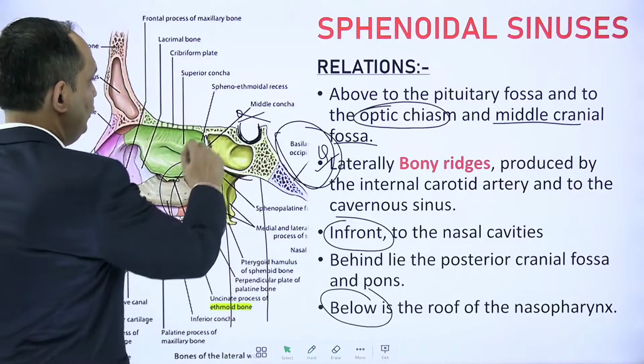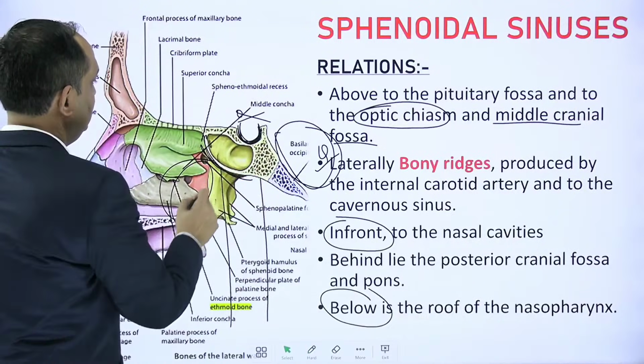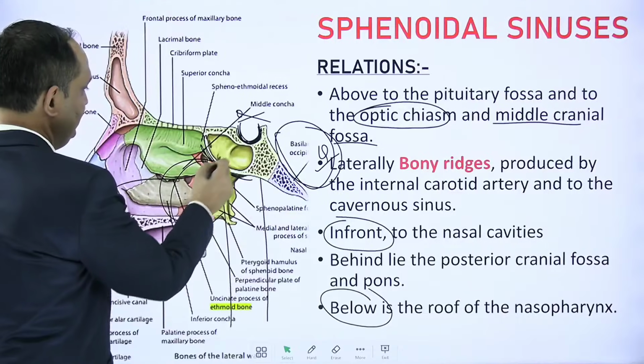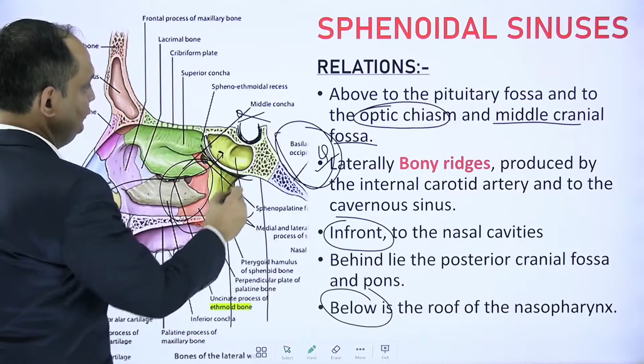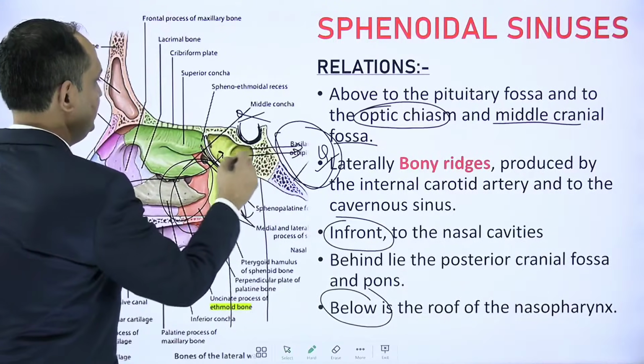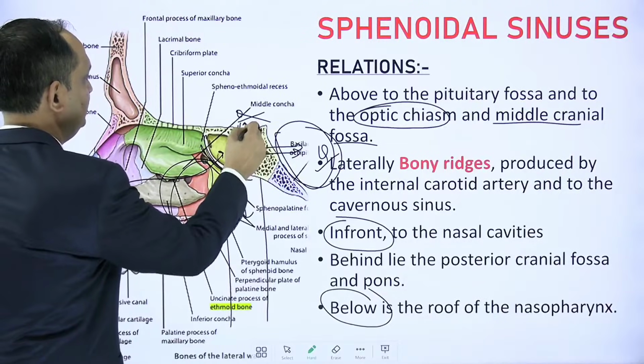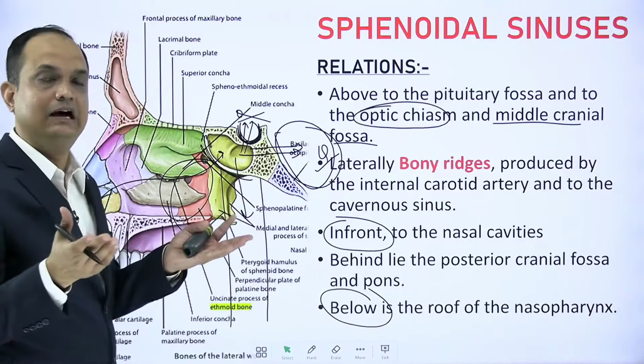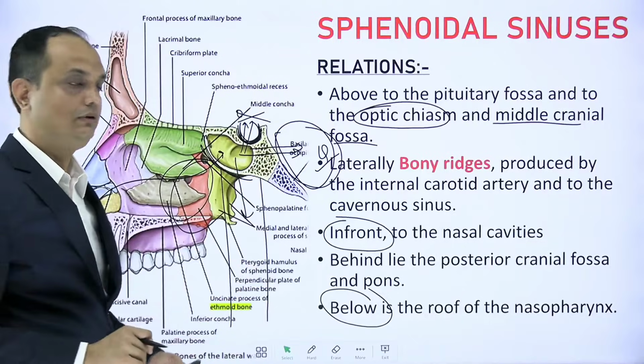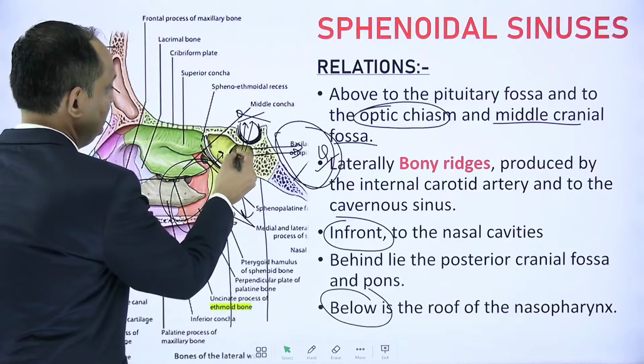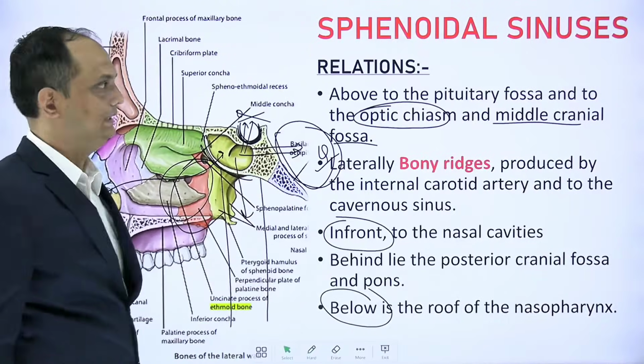Clear? So all around, if you will see the relations, the anterior relation is the nasal cavity, inferiorly you will have the nasopharynx, posteriorly you will have the posterior cranial fossa, above you will have the pituitary gland, and laterally you will have the cavernous sinus and internal carotid artery, and the artery produces a bony ridge inside the sinus.